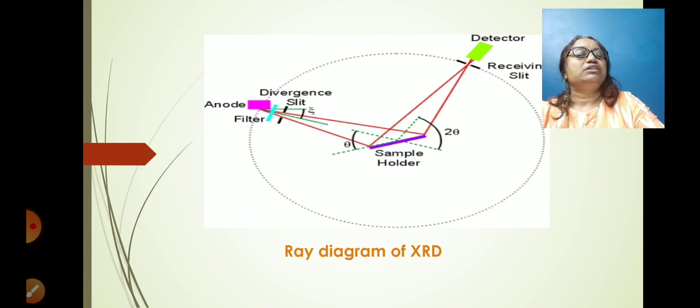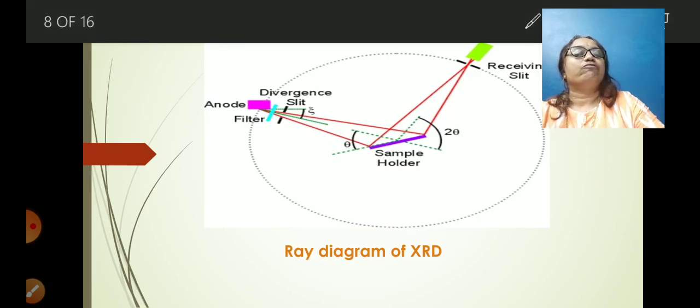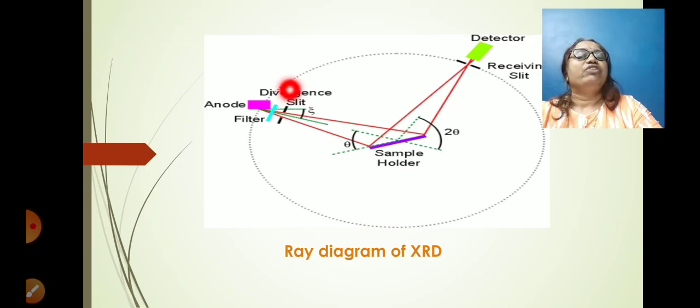And this is another figure. Here we have a ray diagram, and we have an anode from where the X-rays are allowed to fall on the sample here.